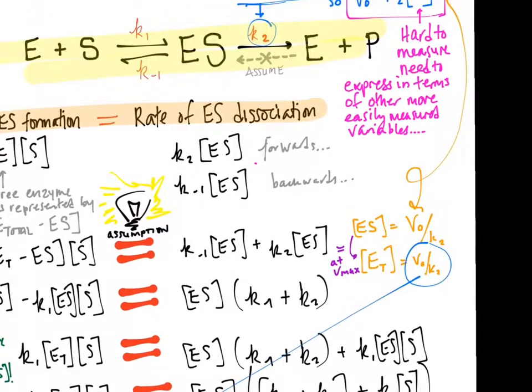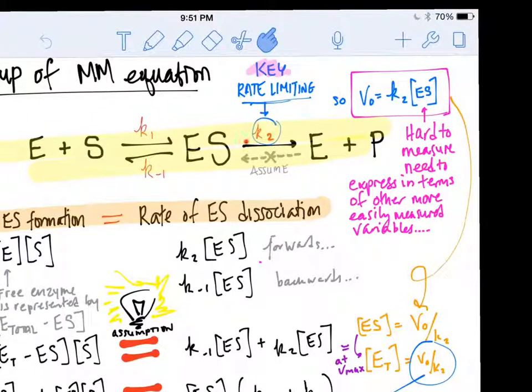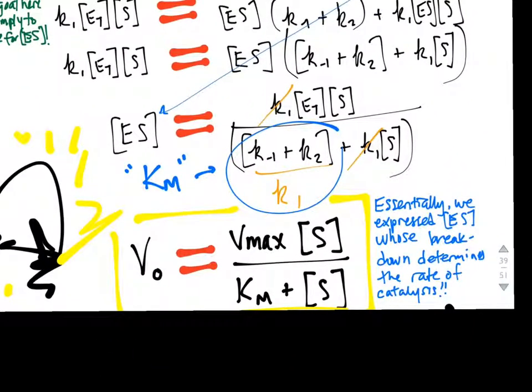Where is that coming from? Go back up here. K2 times ET, which is the same thing as ES, only at the maximum velocity, equals Vmax, because it's rate limiting, okay? So that's another leap. So now, finally, we have our Michaelis-Menten equation: V naught equals Vmax times S divided by Km plus S. And remember, this term right here is going to be Km, okay? And you can go through the math. So anyways, that's the first slide.